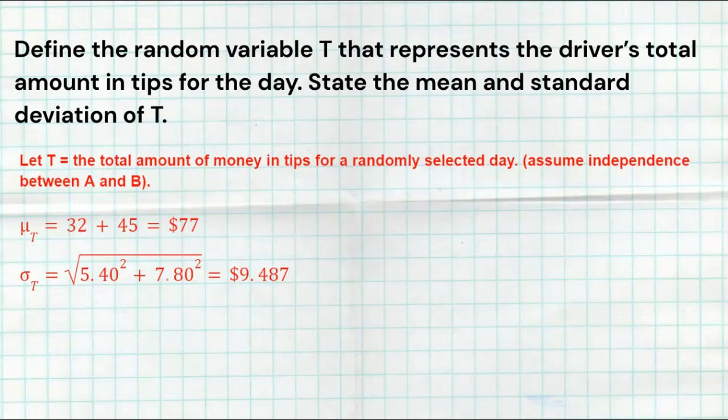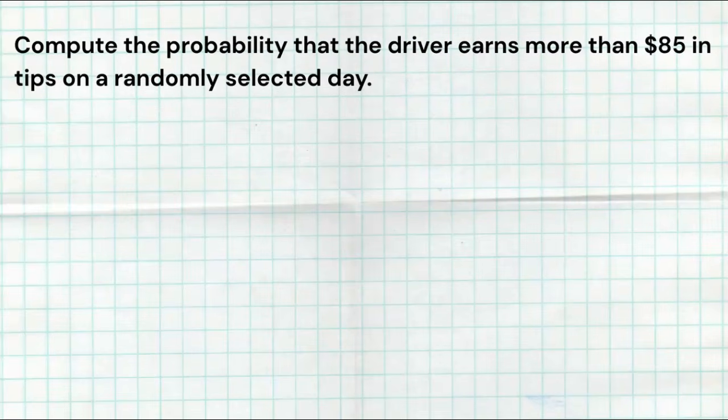So I'm going to take the variance for the morning, which is just 5.4 squared, the variance for the afternoon, which is just 7.8 squared, and then add all that variance, take the square root of it all to get back to the standard deviation for the total. So showing my work there, I get a standard deviation for the total of $9 and about 49 cents. I kept an extra decimal there just for accuracy, but 9.487. So the total is going to follow a normal distribution with a mean of 77 and a standard deviation of 9.487.